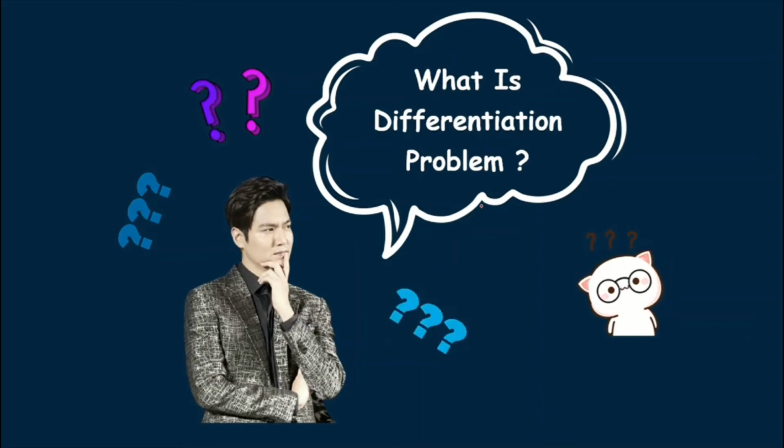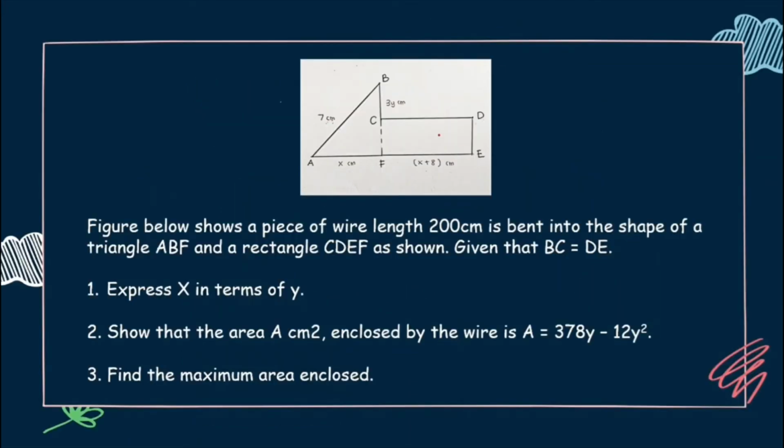So here, this is my part that I will present. That is, what is a differentiation problem? In this picture, we are given that the figure below shows a piece of wire of length 200 cm bent into the shape of triangle ABF and rectangle CDEF as shown. Given that BC is equal to DE. So BC is 3y and DE is also 3y.